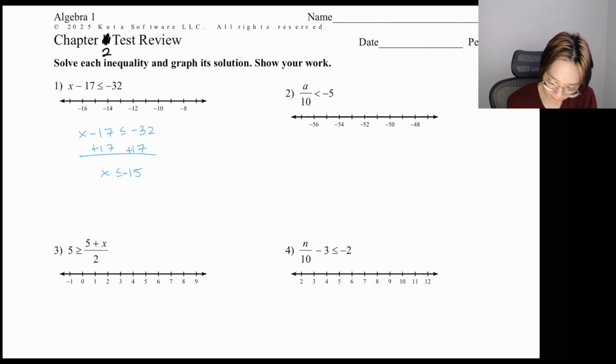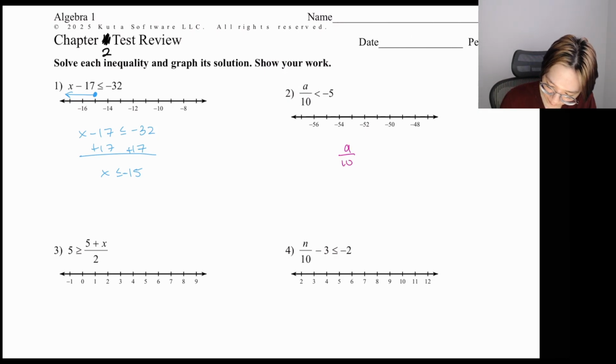Yeah, negative 15. So, the graph starts at negative 15, which is right here. It's in between negative 16 and negative 14. It's going to be a closed circle because it can be equal to, and it is less than or equal to negative 15. So it goes that way.